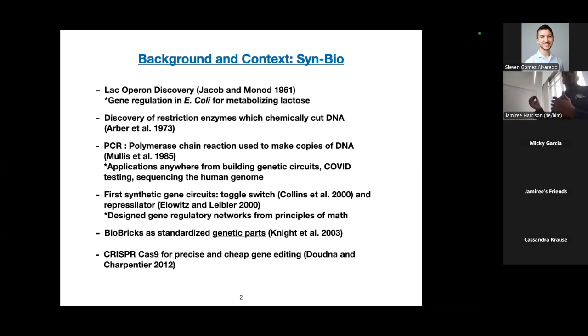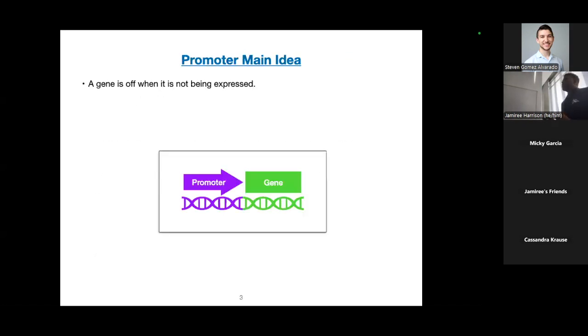So yeah, this is kind of like the background for synthetic biology. And now we're going to get into some of the background for dynamical systems, what they are, basics of controls, and then we're going to get into the heavy stuff. So here is just a basic promoter gene functional group.